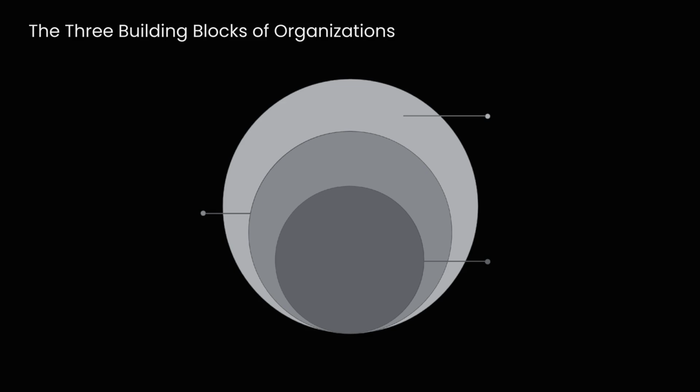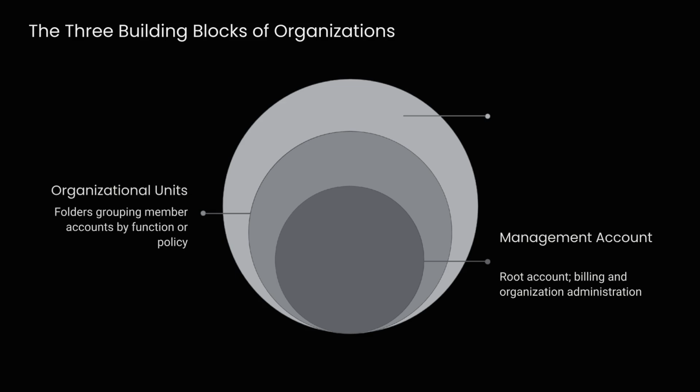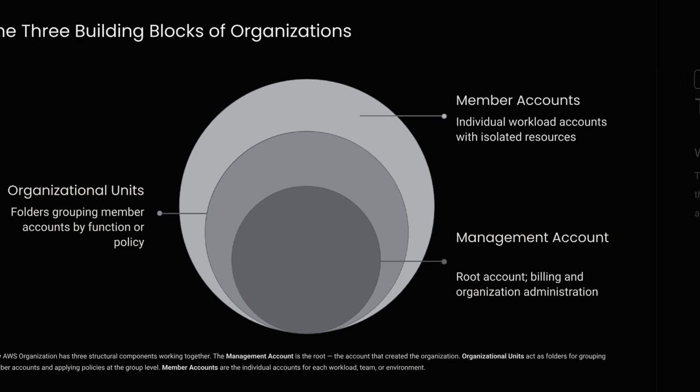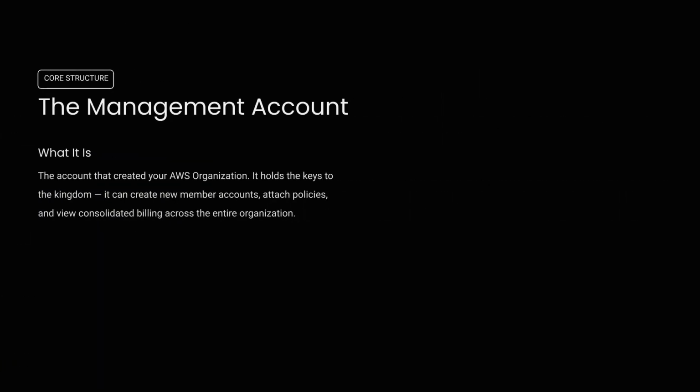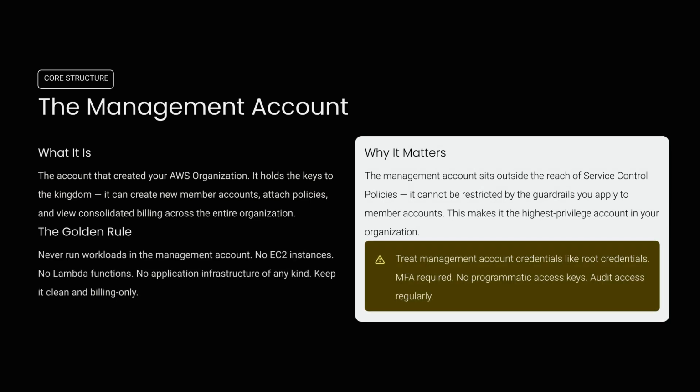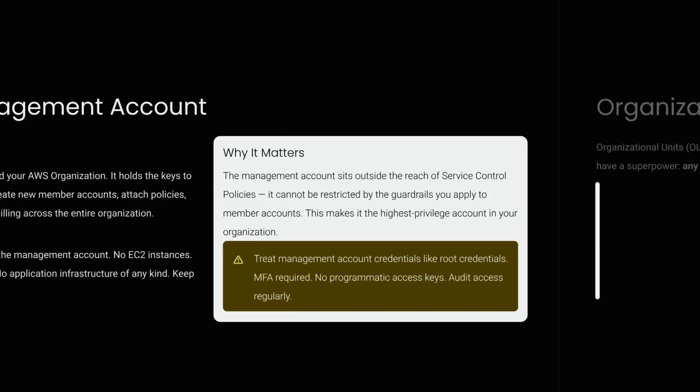AWS Organizations is built on three components: the management account, which is the root account handling billing and administration; organizational units, which are folders for grouping member accounts and applying policies; and member accounts, the individual accounts for each workload or environment. The management account is the root, holding the keys to the kingdom and handling consolidated billing and policy administration. Crucially, it sits outside the reach of service control policies, making it the highest privilege account. The golden rule is never to run workloads here. Keep it clean and billing only. Treat its credentials like root credentials.